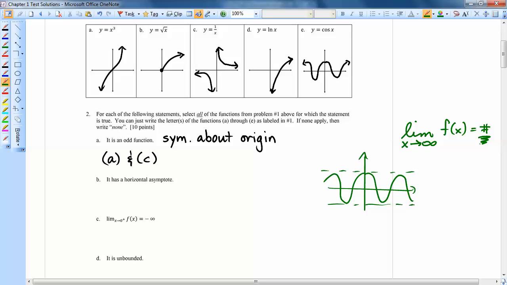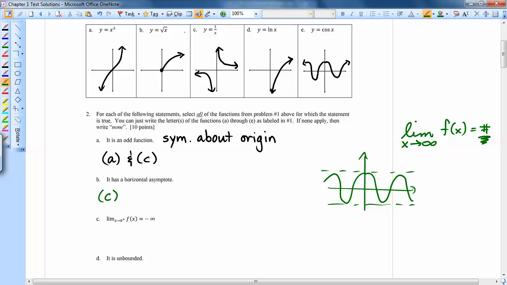Cosine keeps bouncing. If I said, what does cosine get close to out at infinity? It doesn't get close to anything. It keeps bouncing back and forth between 1 and -1. So it has no horizontal asymptote. The only one here that has a horizontal asymptote is C.